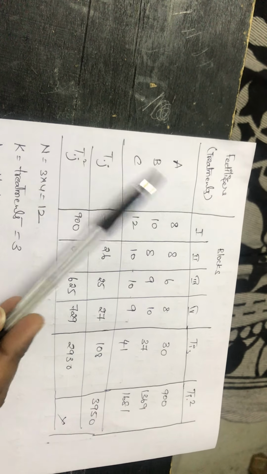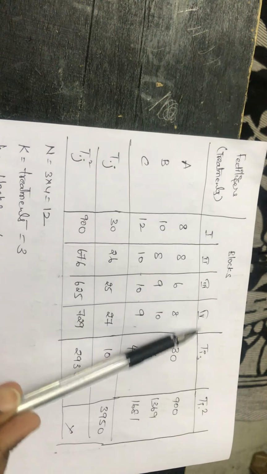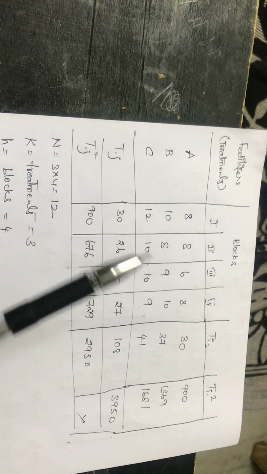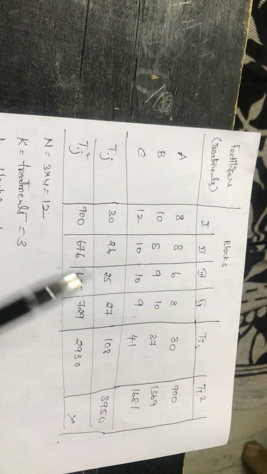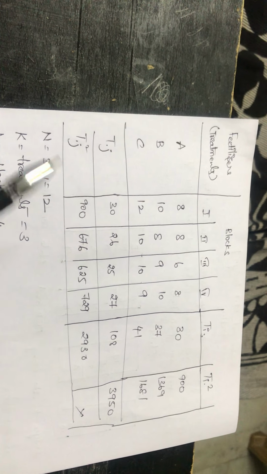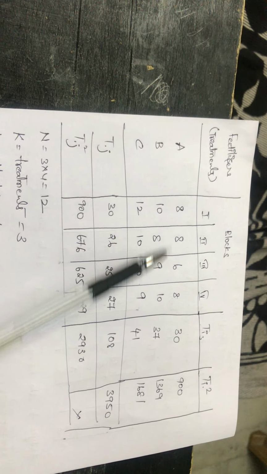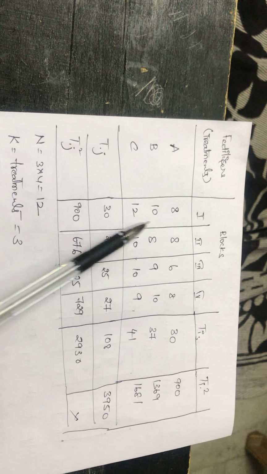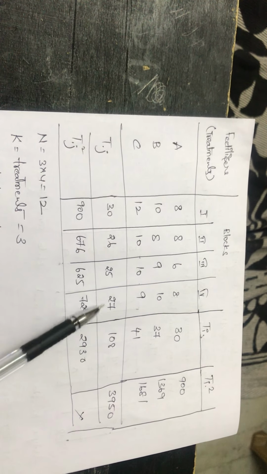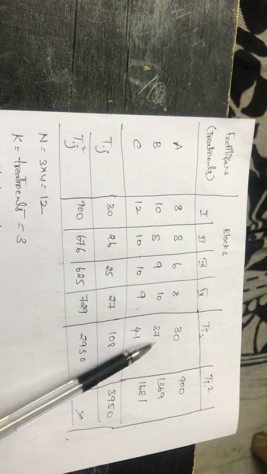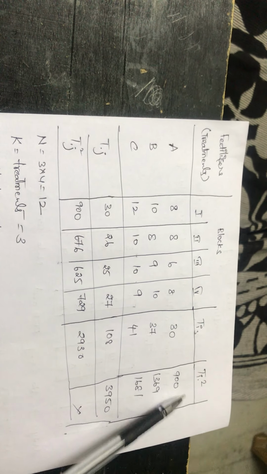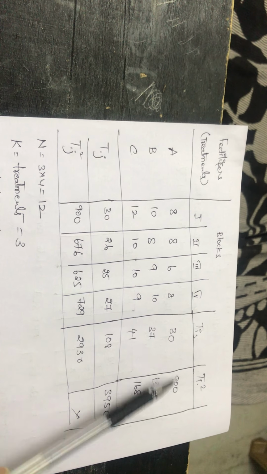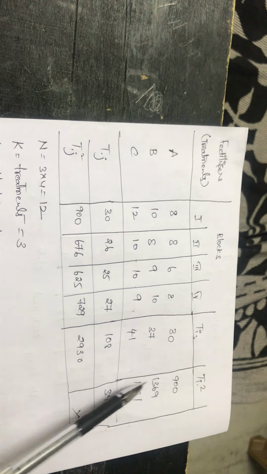So here fertilizers treatments are there. Here 4 blocks are there, 1 2 3 4. So here this problem is similar to two-way classification. If you are perfect with two-way classification, you can easily do RBD. So here we have to find out Ti dot. Ti dot is total of rows and T dot j is total of columns, that is total of blocks and total of treatments. So here we have to find out Ti dot square, that means 30 whole square is 900. Similarly each and every observation we have to calculate.